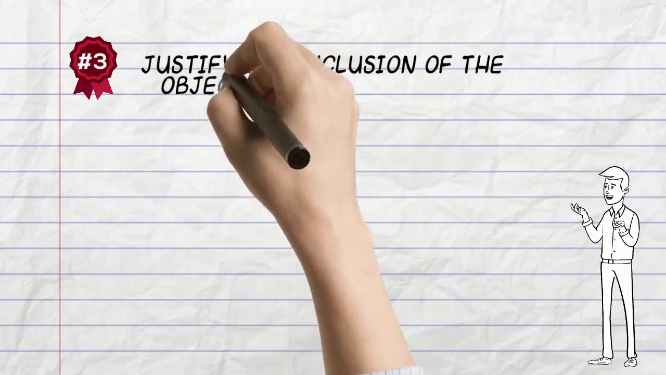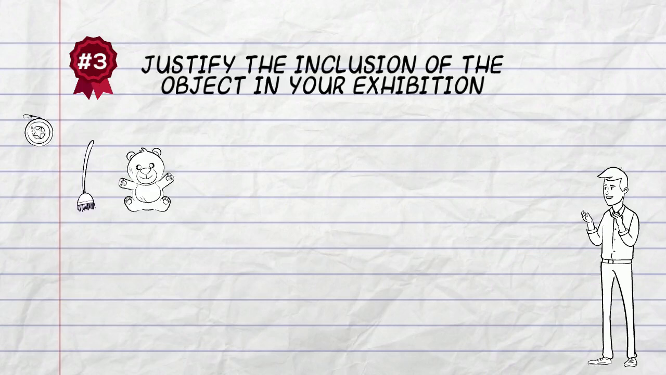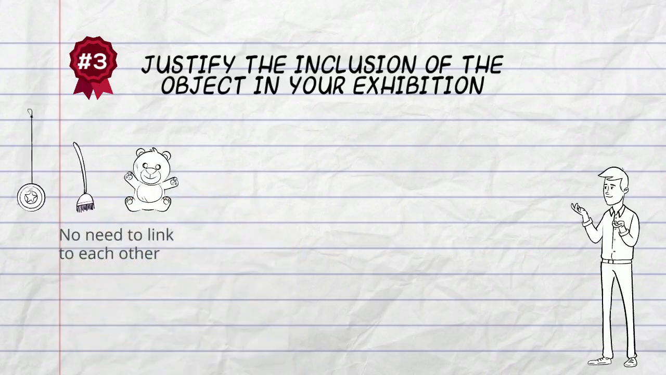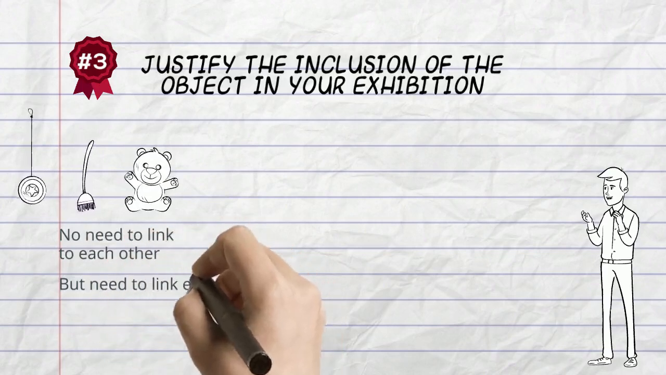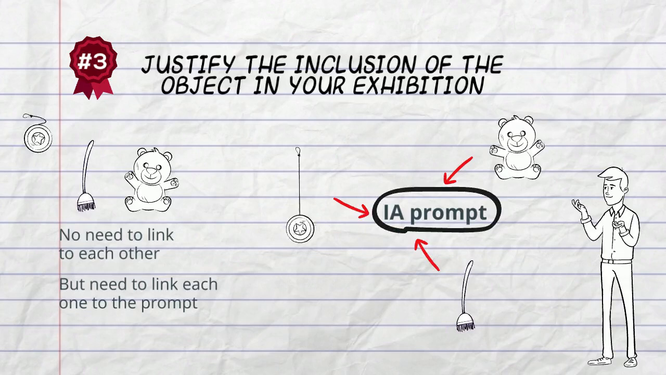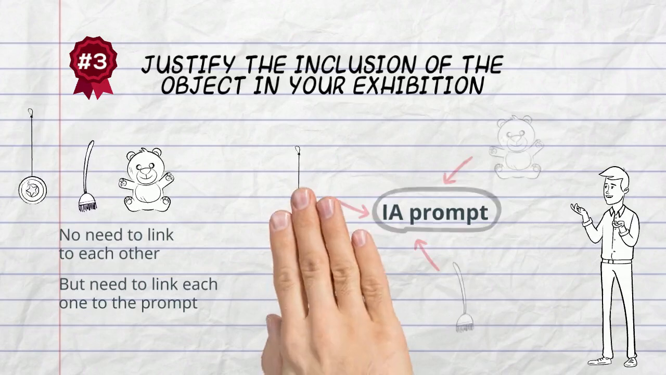Finally, number 3, justify the inclusion of the object in your exhibition. Yes, objects don't have to be linked to each other, but each individual object links to the IA prompt. For each of the objects, you need to say what exactly it adds to the idea of your TOK exhibition, why its inclusion was necessary to more fully illustrate the IA prompt.